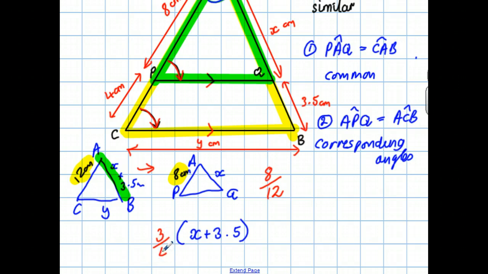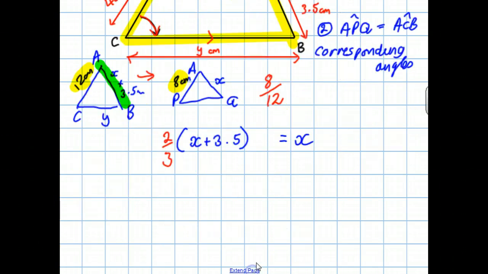Have I got that right? Is it 3/4? It isn't 3/4, is it? I shouldn't really be doing maths videos. It's 2/3. That equals X. Now, all right, it looks complex, but it isn't that difficult.